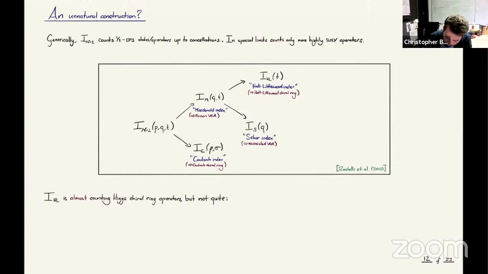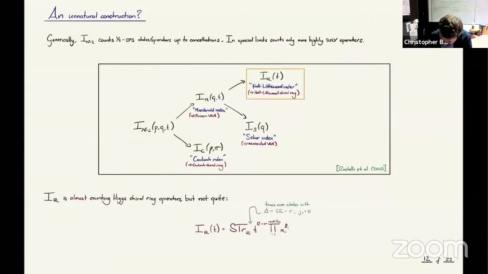Right, so there's this limit called the Hall-Littlewood index, which is almost trying to count Higgs branch chiral ring operators. So it's almost trying to give me the Hilbert series of the Higgs branch, but it doesn't quite do it in general. Here's precisely what it gives me.